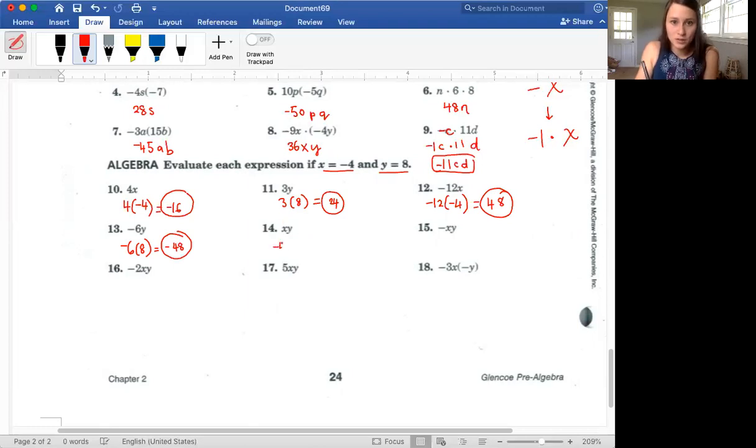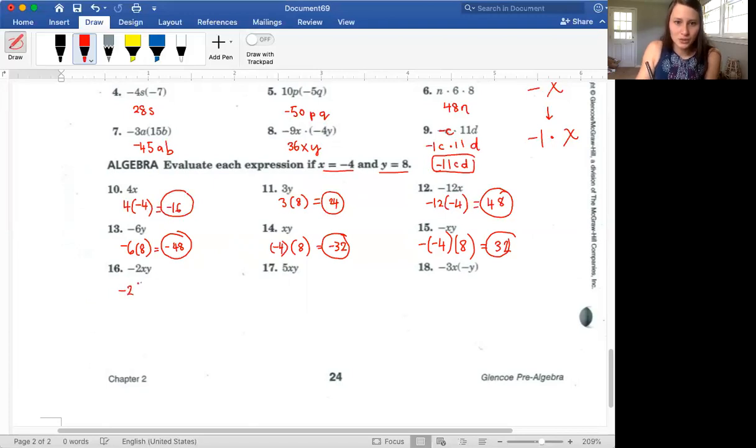xy, replace it with the value. And so I've got -4 times 8. That would be -32. Okay, I've got a -x. So think about this. -x means I already have this negative out here, but then x is negative, right? x is a -4. So I've got a negative x times 8. Well, what do 2 negatives make? It makes a positive, right? So this negative x, a -4, would just be 4. 4 times 8 is 32. So this one's kind of tricky, but 15 is just a positive 32.